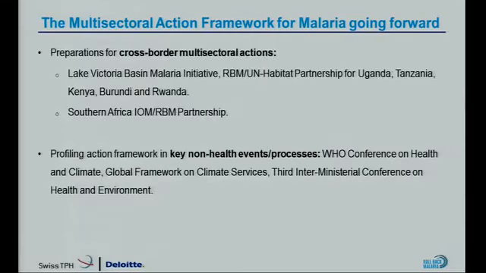So going forward, we see 2 main avenues for pushing the multi-sectoral action framework. First, preparations are ongoing for cross-border multi-sectoral actions, such as the Lake Victoria Basin Malaria Initiative, where 5 countries are currently working together to fight back malaria: Uganda, Tanzania, Kenya, Burundi, and Rwanda. Also the Southern Africa Partnership, involving the International Office of Migration and the RBM Partnership colleagues.